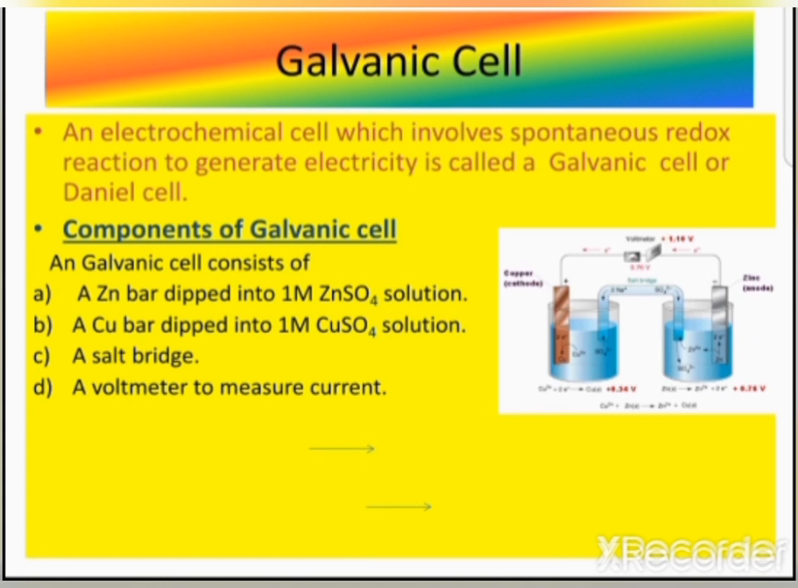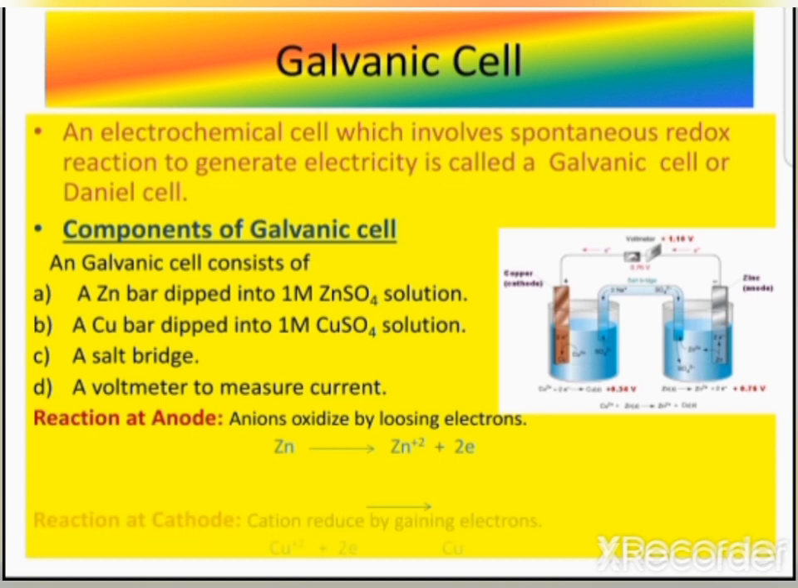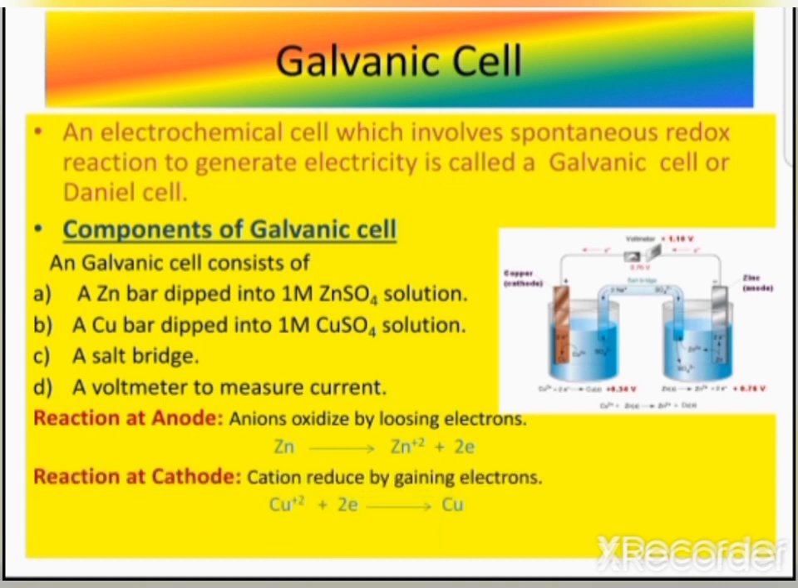When the circuit is complete, electrons begin to flow from the zinc rod through the external circuit to the copper rod. Thus, the zinc half cell acts as the anode and the copper half cell acts as the cathode. So at the anode, zinc is oxidized by losing electrons, whereas at the cathode, copper ions are reduced by gaining electrons to form copper metal.